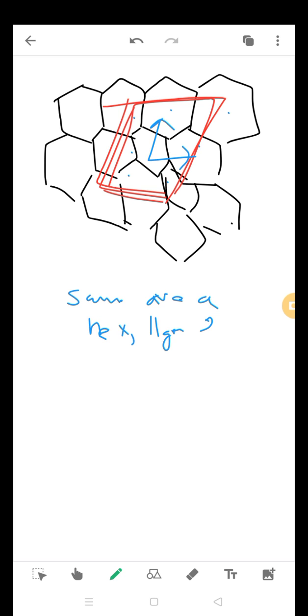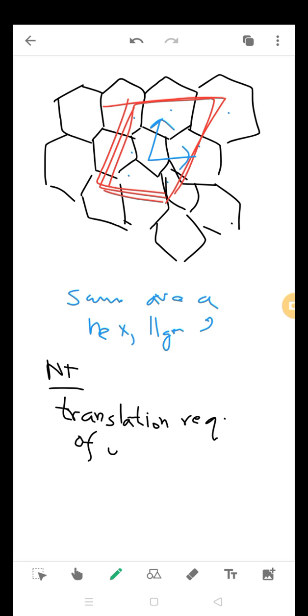Now, when we are forming a nanotube, or a carbon nanotube in this case, then the translational requirement of a unit cell needs to be satisfied only in one direction, and that is of course along the length of the nanotube.